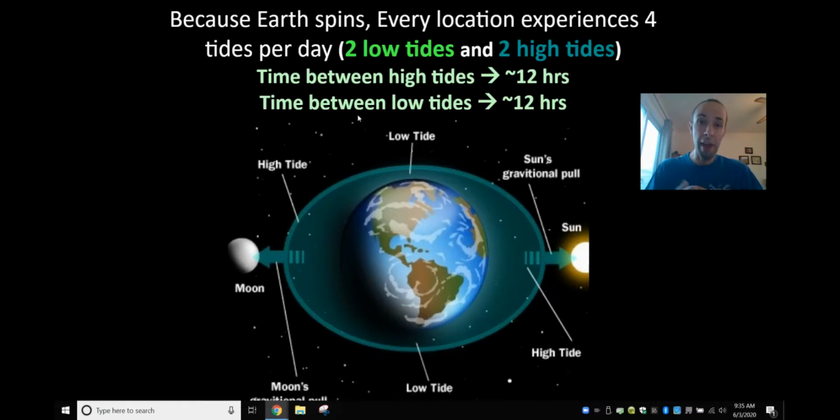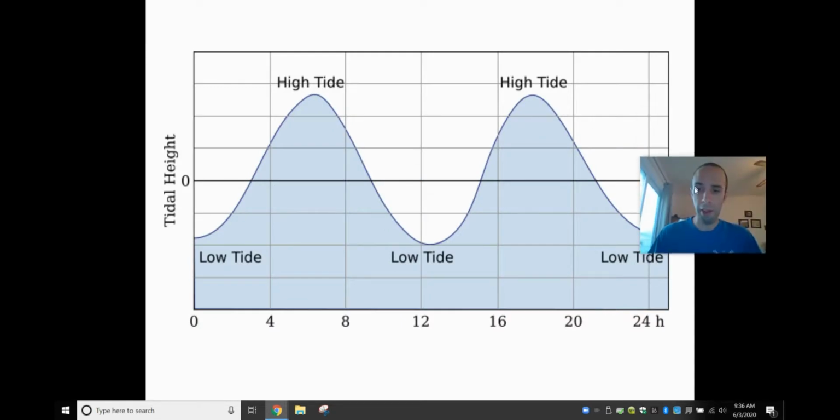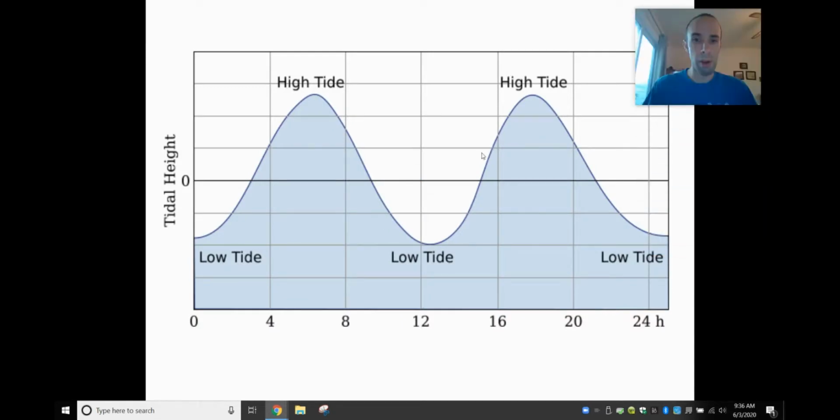Now, given that video, if we have 2 high tides per day and 2 low tides per day, they are approximately 12 hours apart. Okay, so if you look at a graph like this, it graphs out a typical location of high tide and low tide.